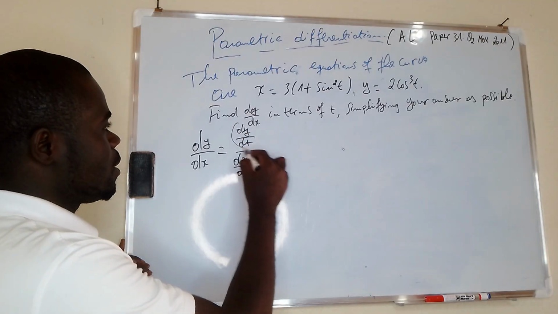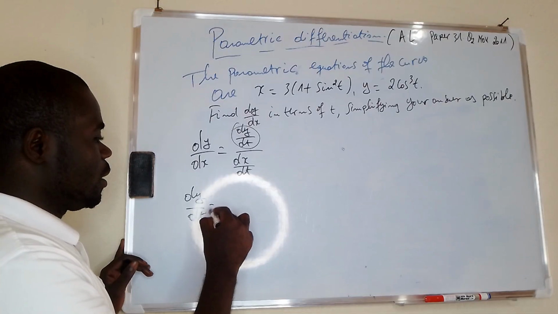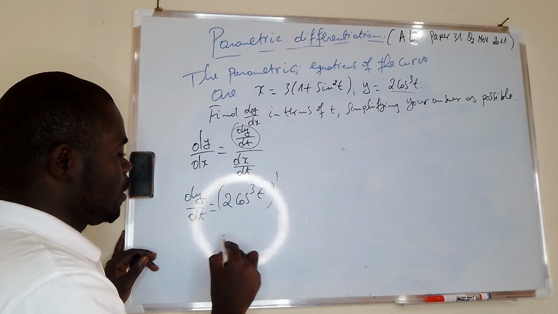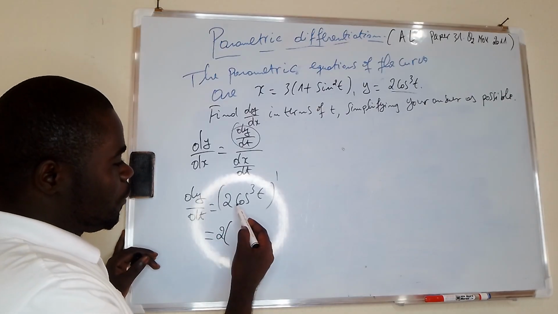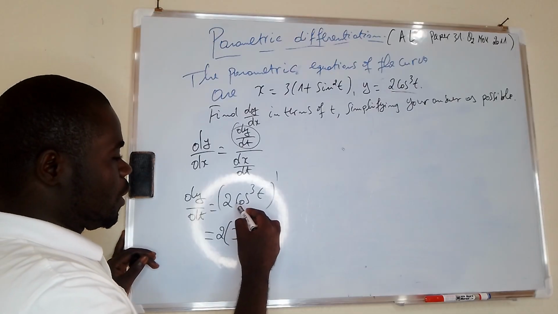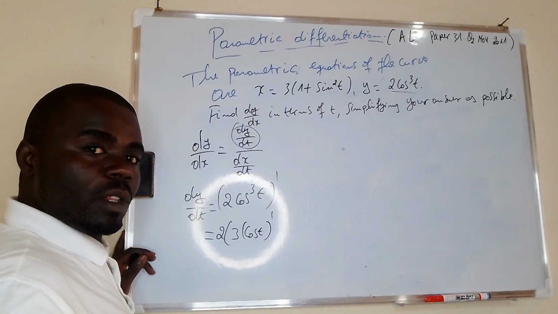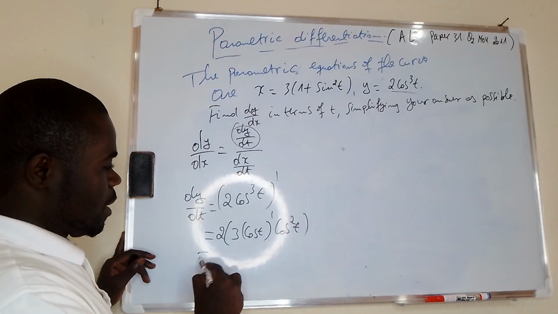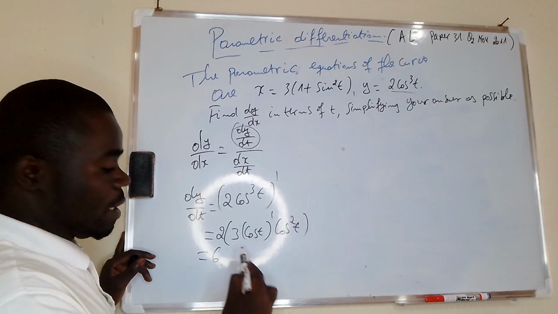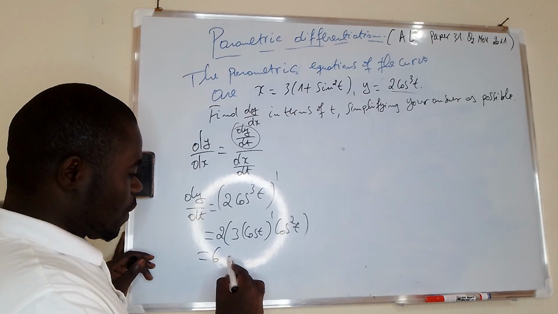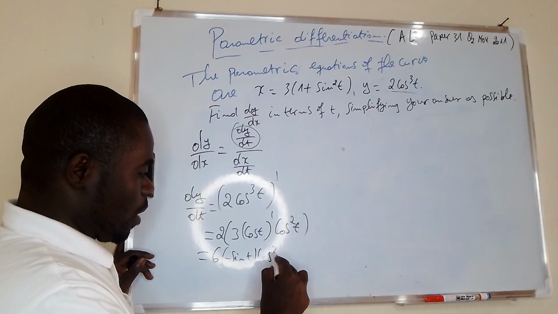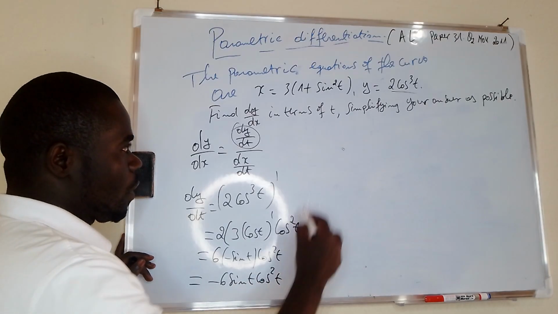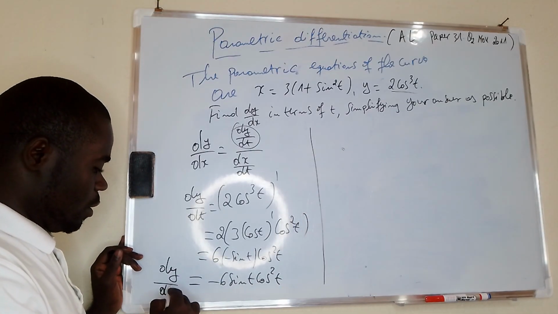So we need to find dy/dt. dy/dt is given by the derivative of 2 cosine cubed of t. When I differentiate this, we drop the 3, differentiate the cosine of t, and subtract 1 from the power, which gives cosine squared of t. This is equal to 6 times the derivative of cosine, which is negative sine of t, times cosine squared of t. This is equal to negative 6 sine t cosine squared t. This is our dy/dt.